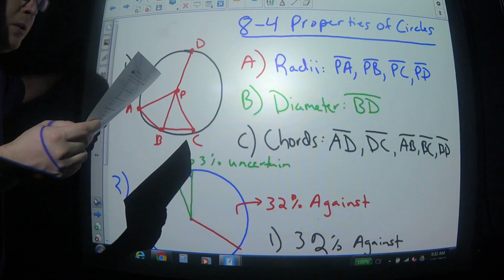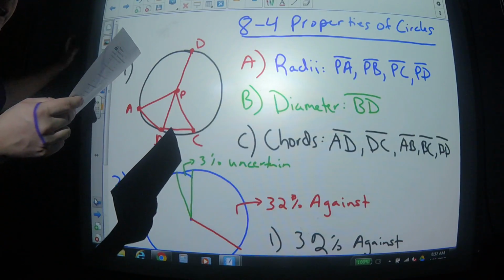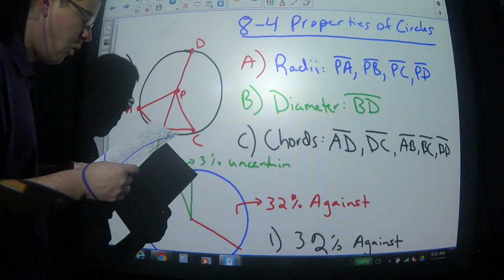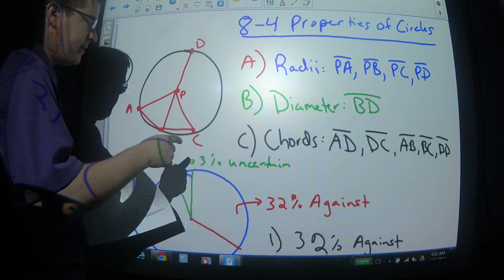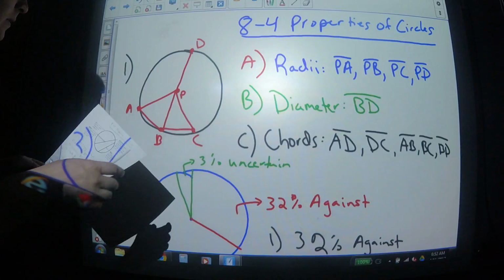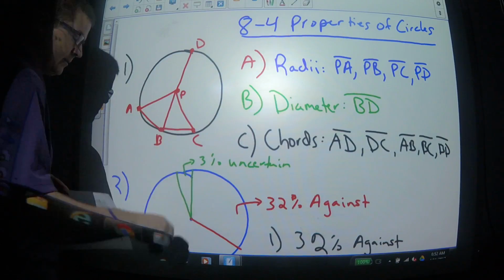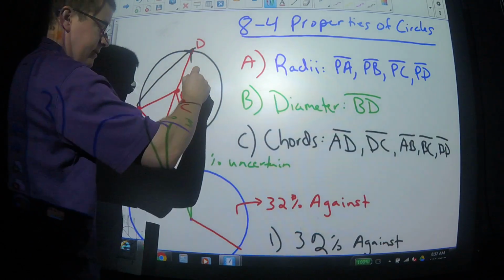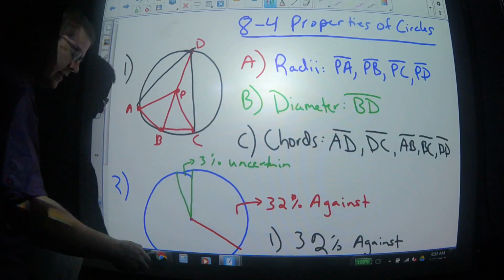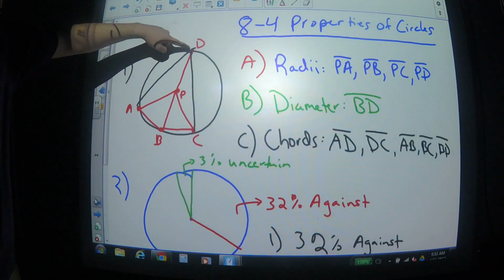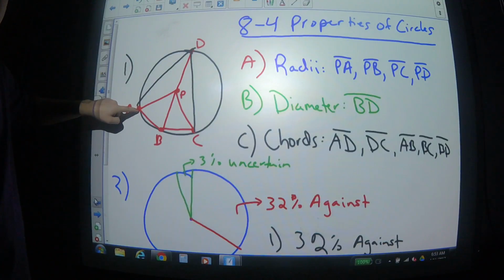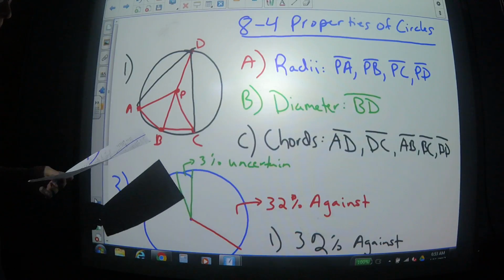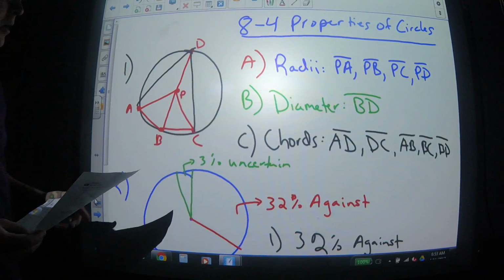You have a chord, which is a line segment whose endpoints are on any two points of the circle. For instance, a chord is like A to D, D to C, but it doesn't go through the center. So the points are on one part of the circle all the way to another part of the circle, but not going directly through the center. These are also chords.